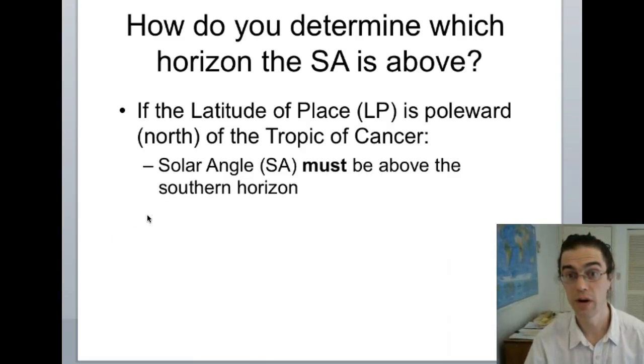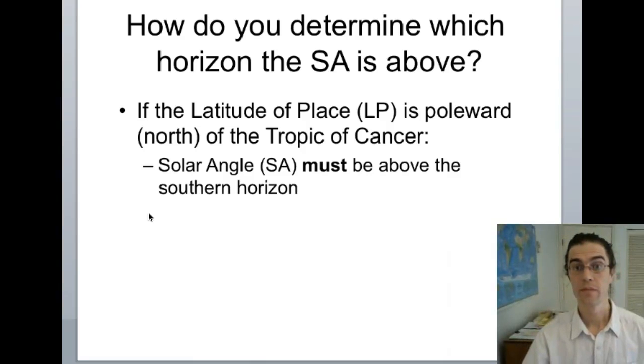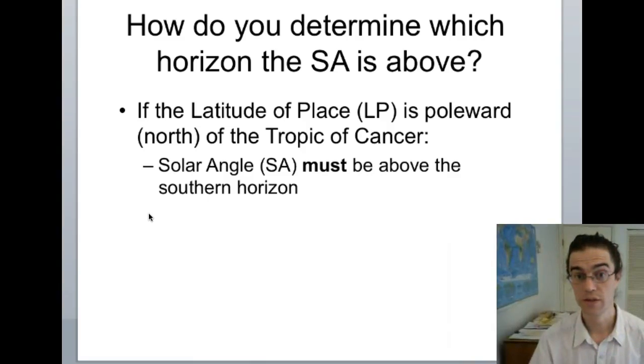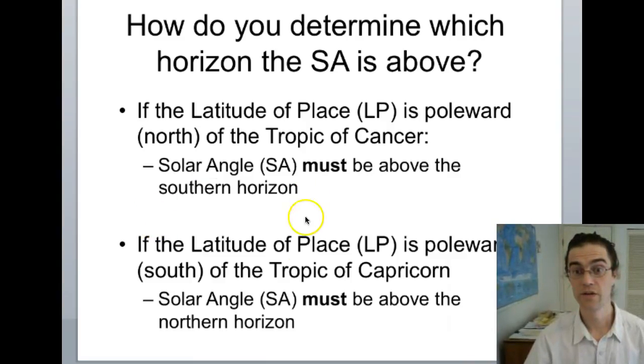So how do you determine which horizon the solar altitude is above? Well, if the latitude of place is poleward of the Tropic of Cancer, solar angle must be above the southern horizon. Poleward meaning towards the North Pole in this case of the Tropic of Cancer, which is 23.5 degrees northern latitude. If the latitude of place is poleward of the Tropic of Capricorn, the solar angle, sometimes the slides are calling this solar angle, solar altitude, it's a pretty synonymous term, must be above the northern horizon. And we'll see this as we go on.